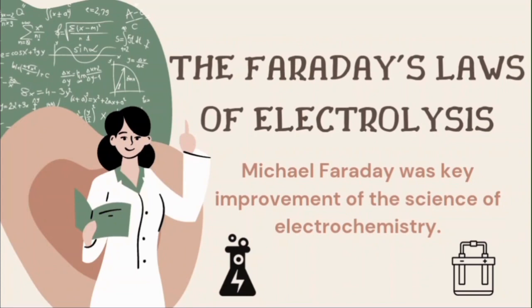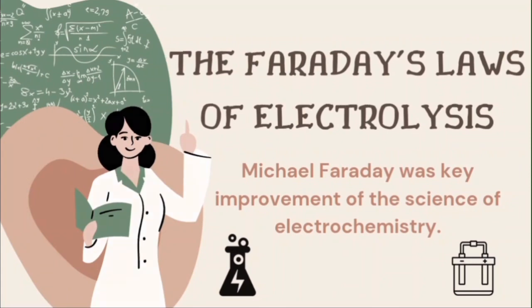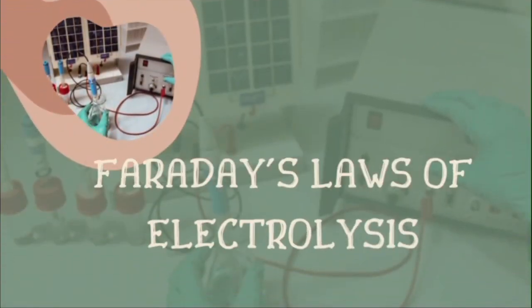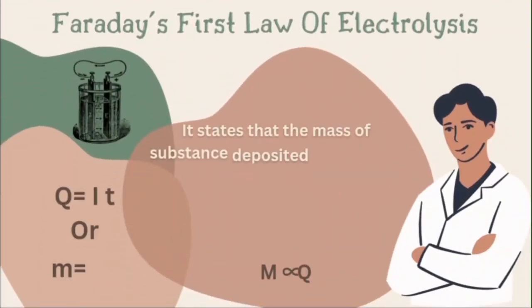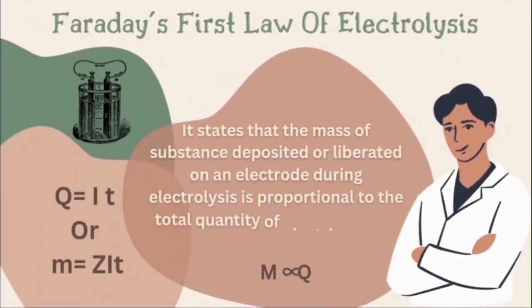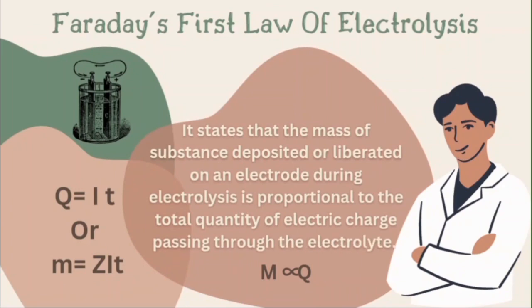Michael Faraday was a key improver of the science of electrochemistry. Faraday's laws of electrolysis. First law. Definition. It states that the mass of substance deposited or liberated on an electrode during electrolysis is proportional to the total quantity of electric charge passing through the electrolyte.